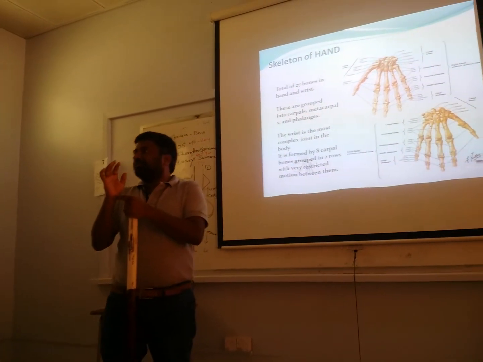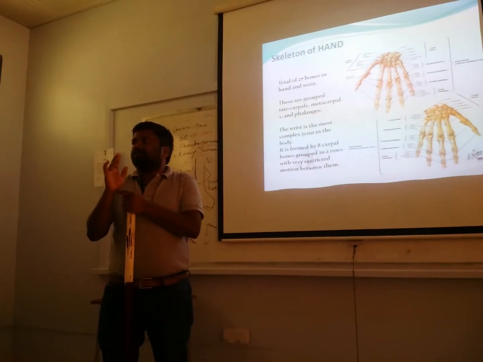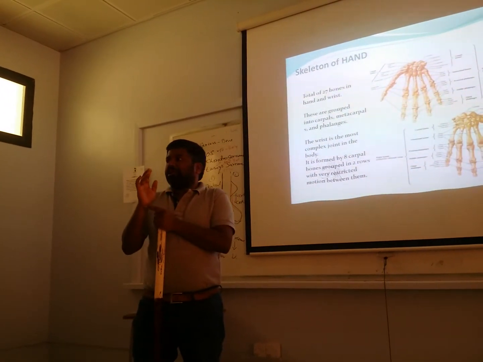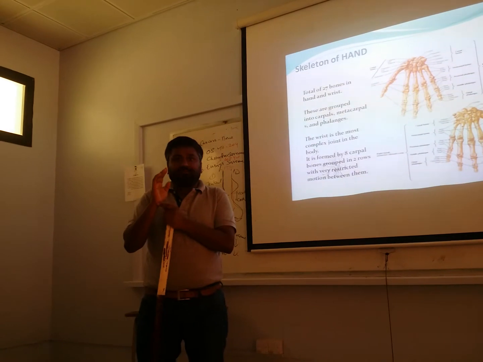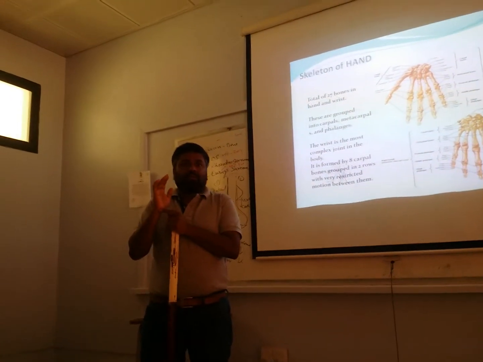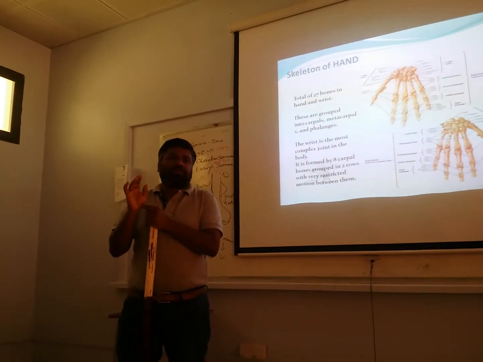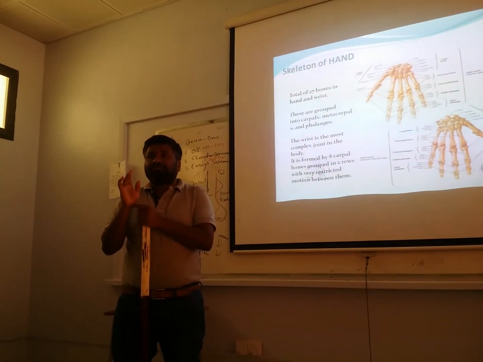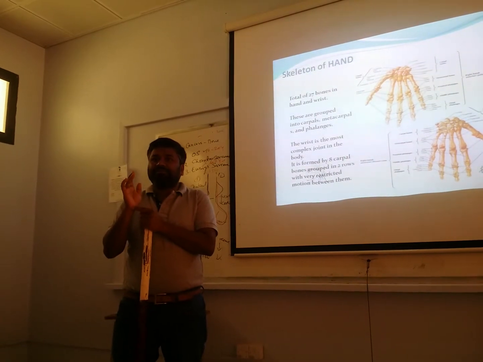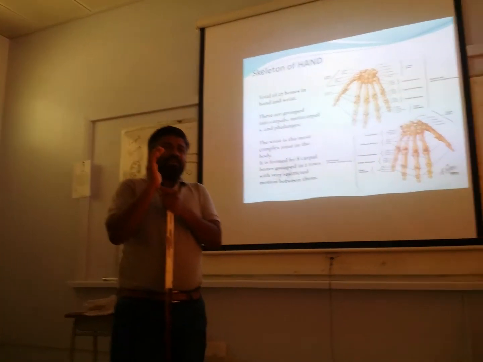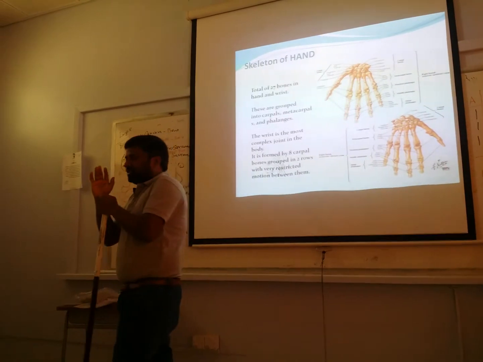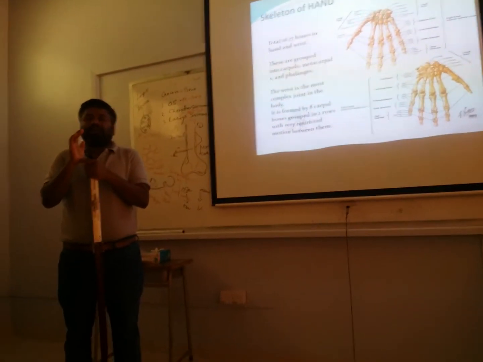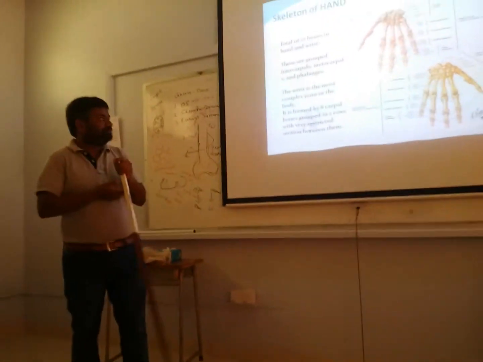So I was telling you in the last class about the radius and ulna, where I stressed that the ulna will not take part in the formation of the wrist joint, right? Yes. So only the radius will take part in the formation of the wrist joint. So what separates the ulna from the wrist joint? An articular disc will separate the ulna from the wrist joint, right?